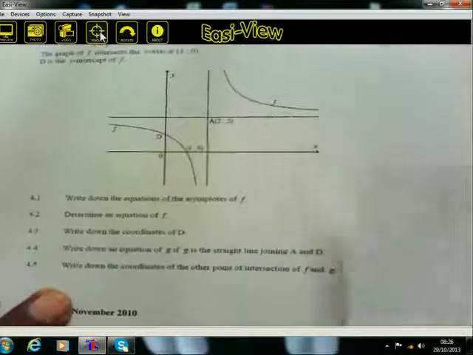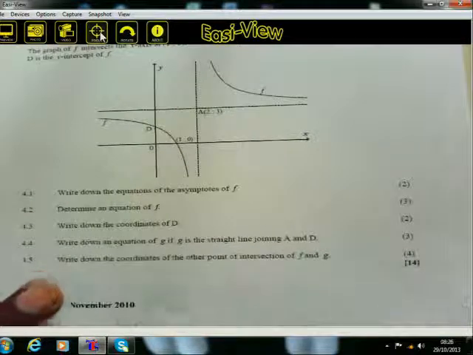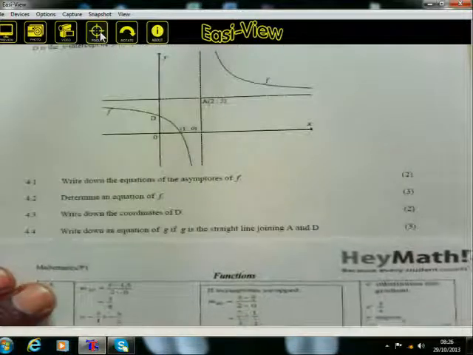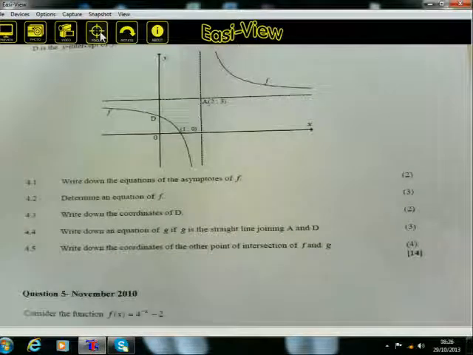Alright. The next question. Write down the equation of G. If G is the straight line joining A and D. What does that mean?